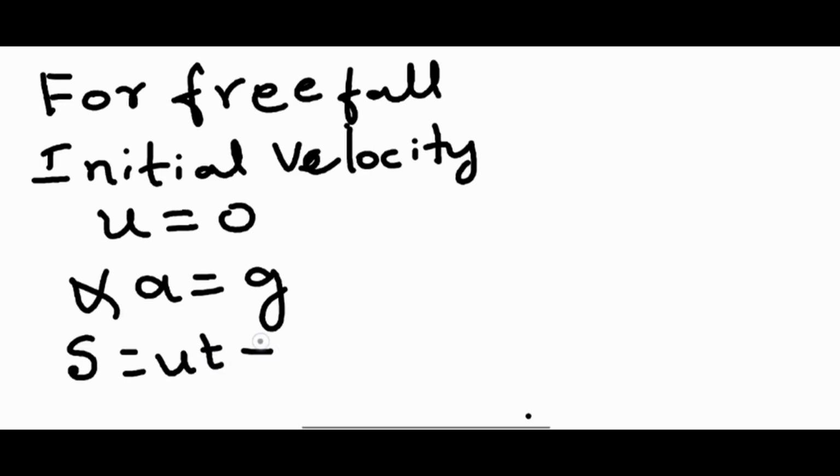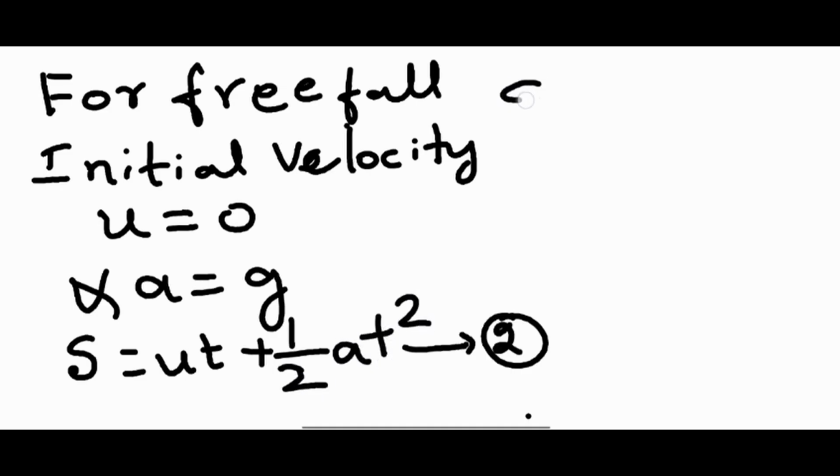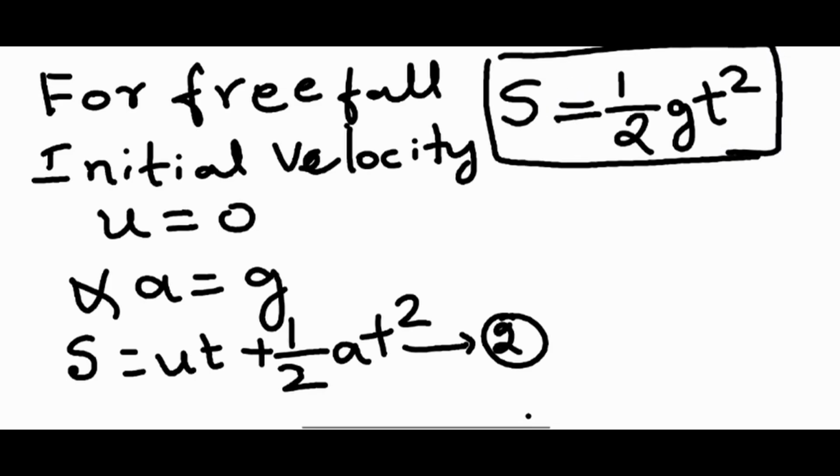Free fall for a height or distance, h or s. s is equal to ut plus half at squared. That means, when u is equal to 0, s is equal to half gt squared.